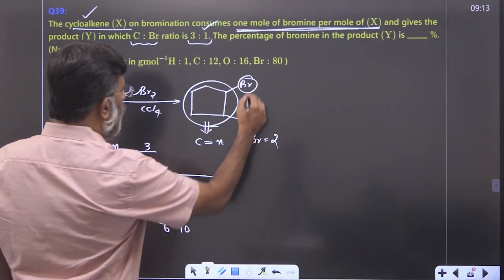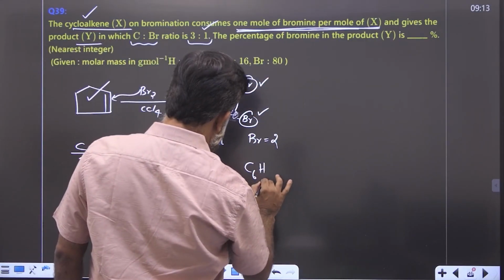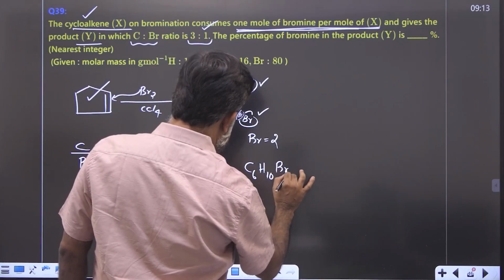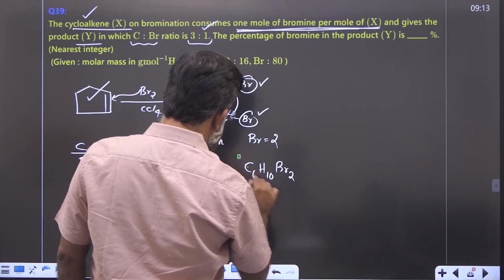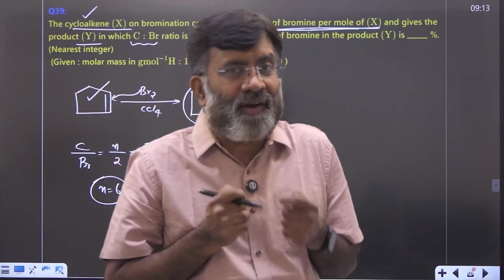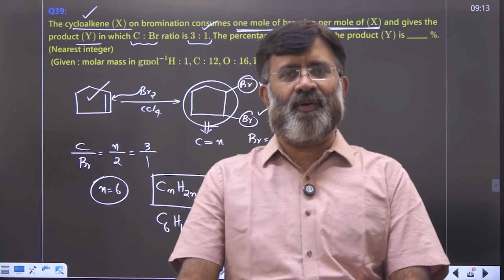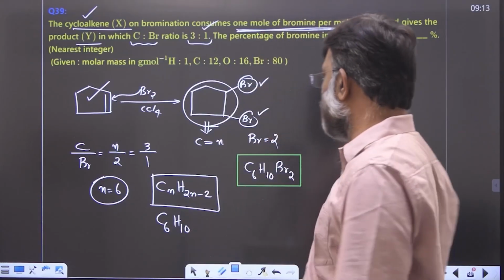C6H10 and now 2 bromine comes. So the formula is C6H10Br2. This is our compound. And we were talking about cyclohexene. And the reaction is like this.